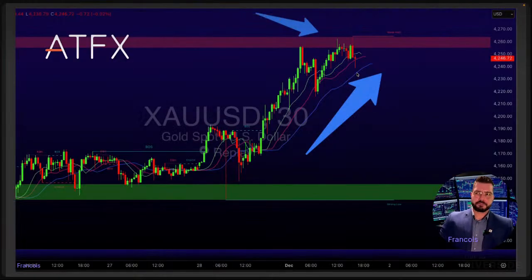Traders, did that give you a better understanding of the Williams Alligator? Yes or no? I would love to hear from you guys on that.